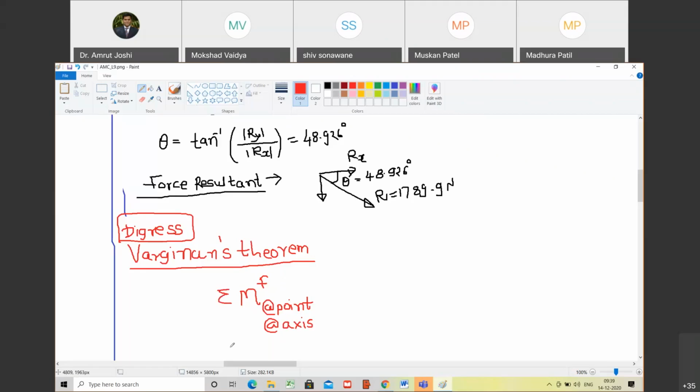Anti-clockwise positive, clockwise negative. So it is a sum done with sign. Are you with me? Yes, sir. So the algebraic sum of moments of all the forces about an axis, any axis, it can be x, y, z, or even any inclined axis, passing through a point under consideration must be equal to the moment produced by the resultant of those forces about the same axis.